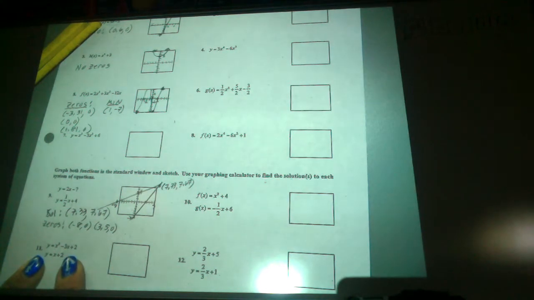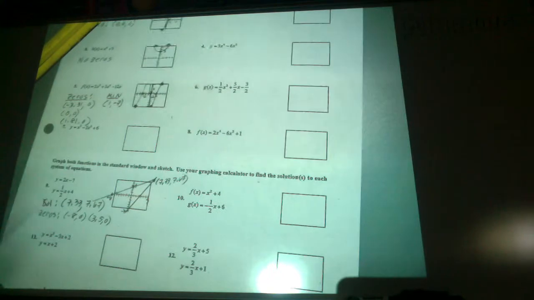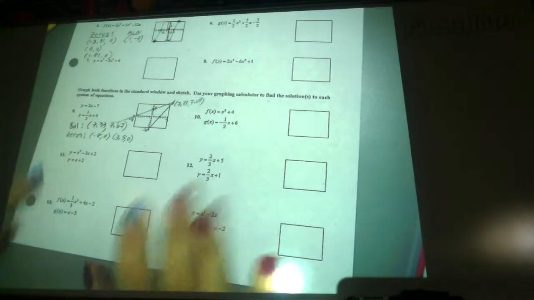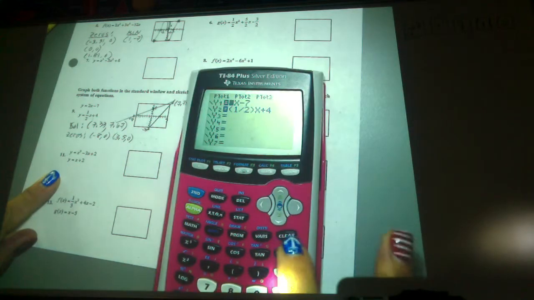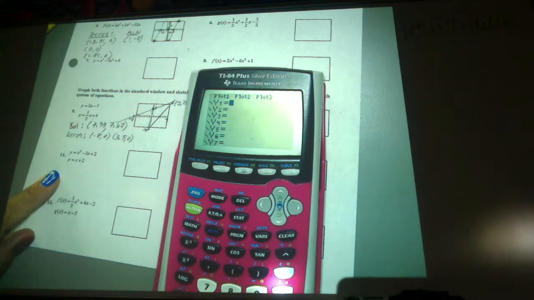Yeah. All right, then let's do this one, because this one's a curve, and then we're going to look at the linear regression on the back. So this one's a curve. So go into y equals and clear out both of the equations. You have to scroll down to clear out the second one. Is everybody clear?